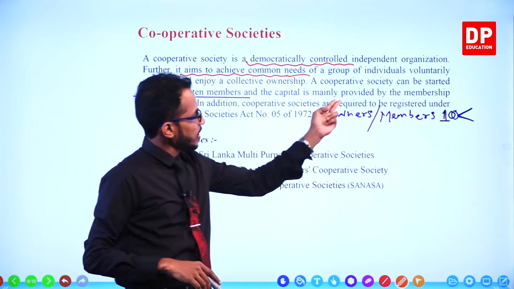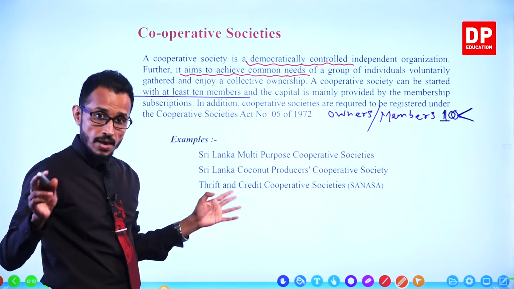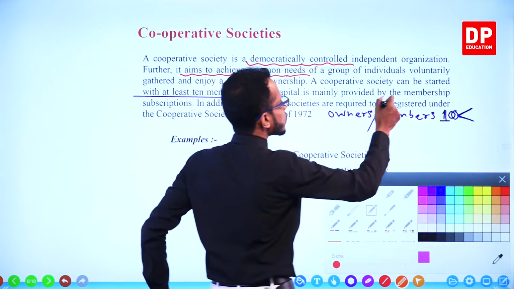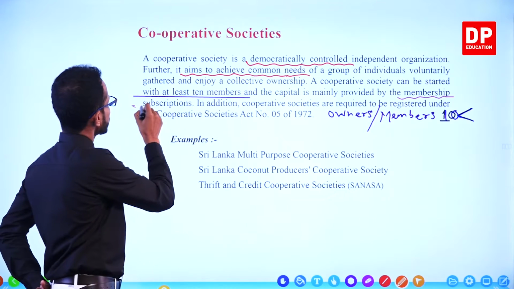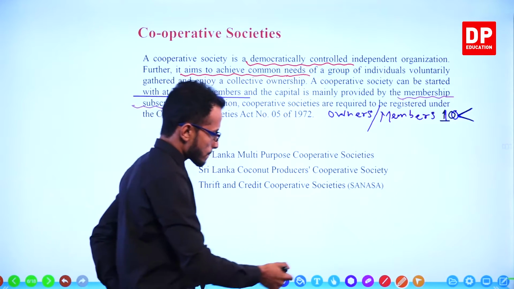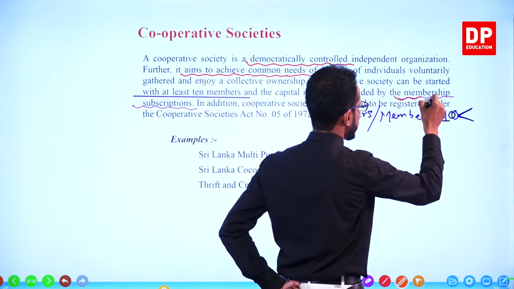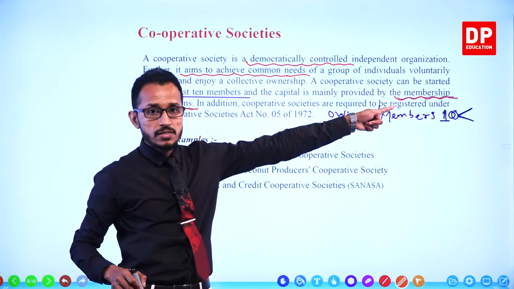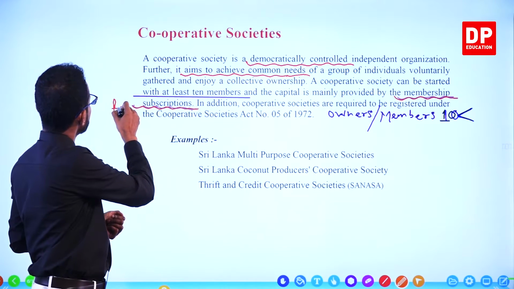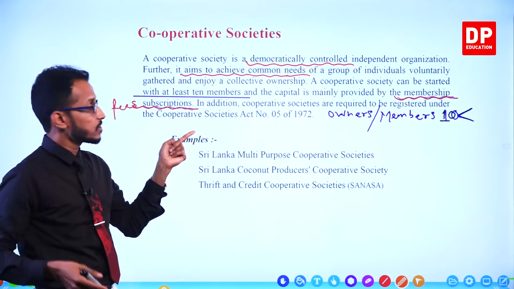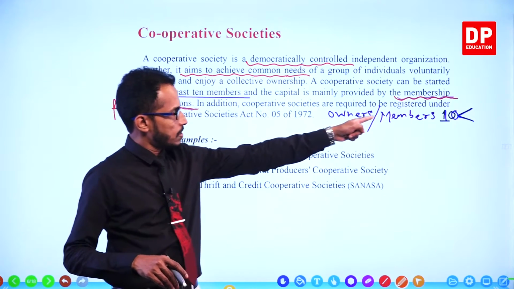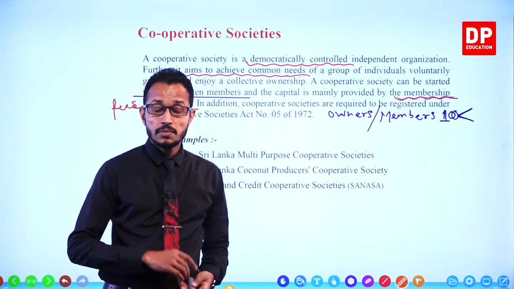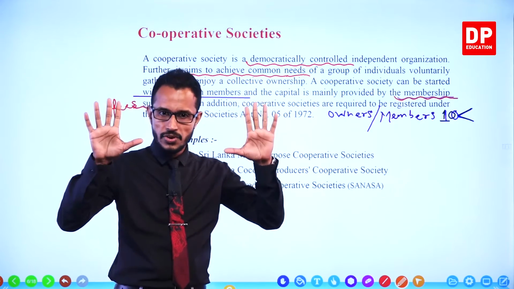Okay. Capital is mainly provided by the membership subscriptions. Members pay a membership fee. That is known as a subscription fee. Membership subscriptions. All right. Capital, or the money needed to start, to invest, to start a cooperative society, is collected by members as membership fees. Okay, this word subscriptions, it means fees, membership fees. That's a point to remember. At least the members should be 10 to start a cooperative society. The minimum number of members, 10. Okay. Points to remember.